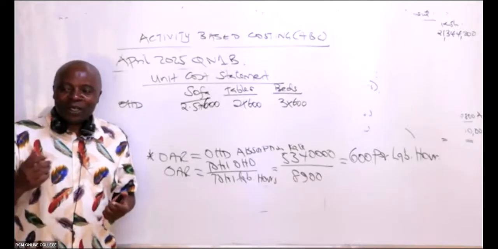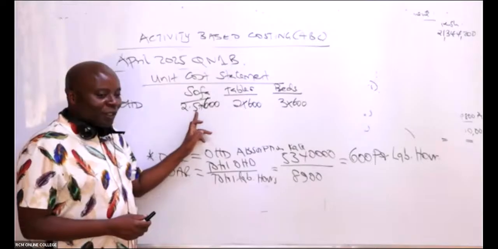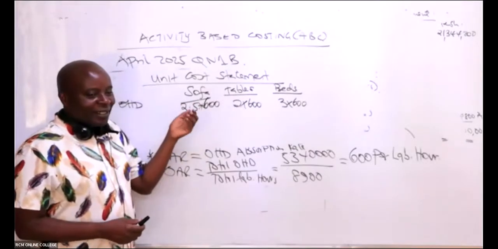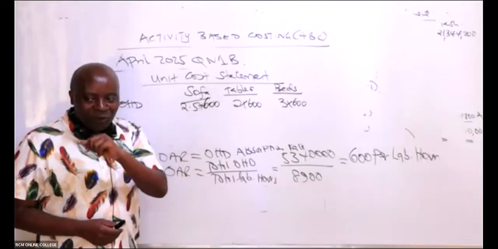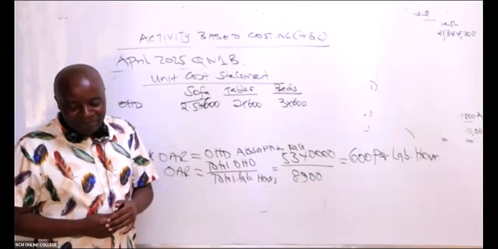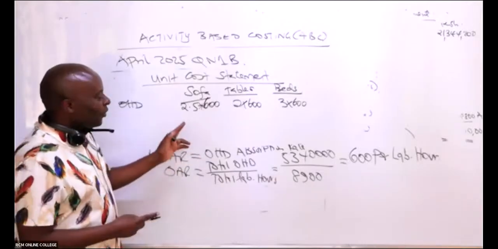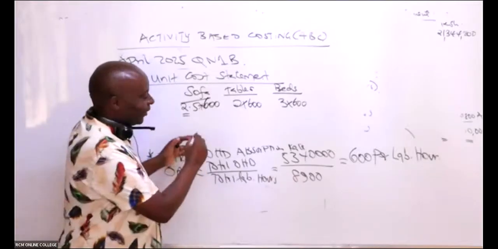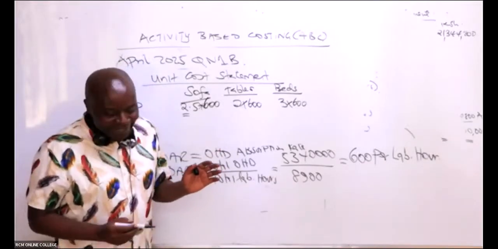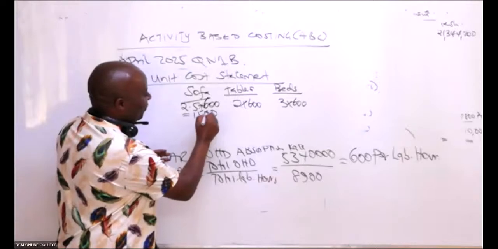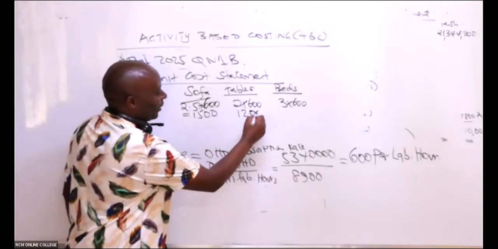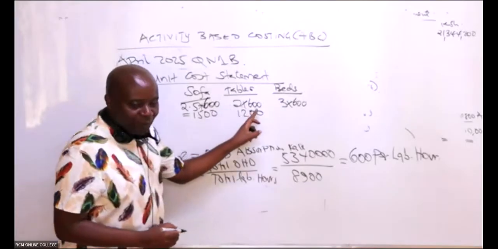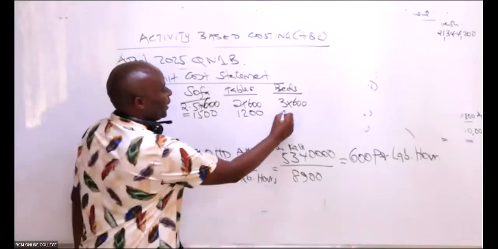Remember, if they wanted a total, then I would have multiplied this with the number of units. Like if you're going to make 1,000 sofa sets, then times 1,000. But you see, this is just for one unit. So 2.5 times 600 gives me 1,500. Then this is 1,200, and 2 times 600... the last one is 1,800.